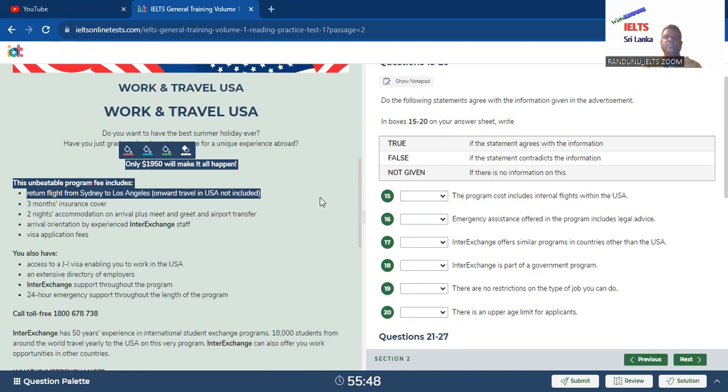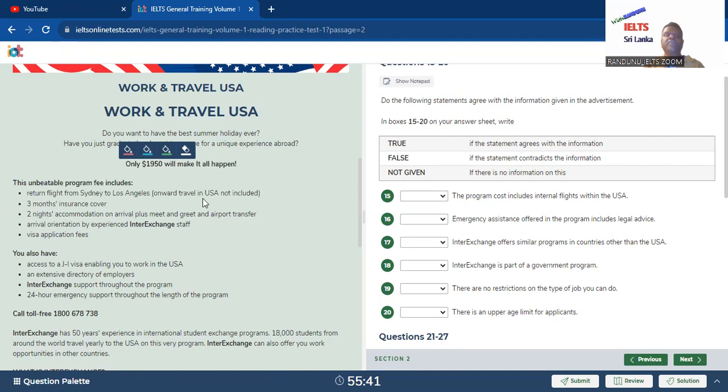Okay, you will say the answer is false. Yes, the answer is false because here in the bracket you can see onward travel in USA not included. After you go to USA, if you want to travel within USA, that cost is not included, right? Onward travel in USA, within USA, is the same, not included here. Here, it says included, so it is contradicting. It is false.